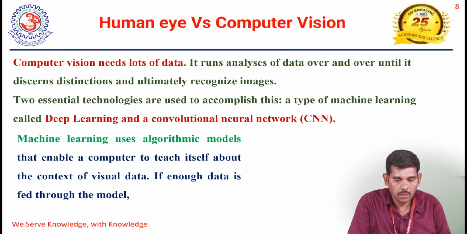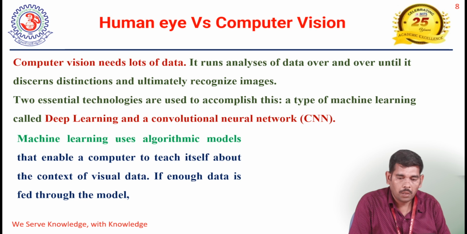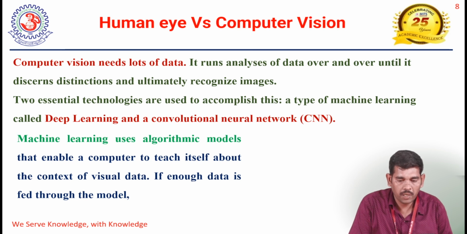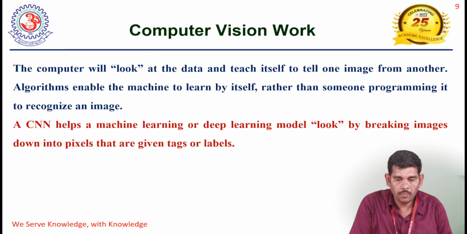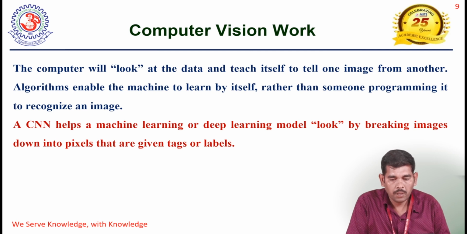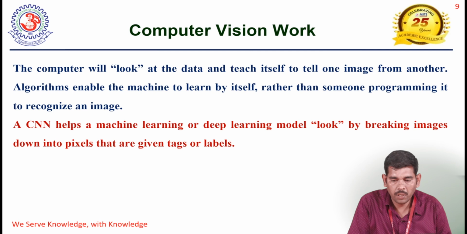algorithm models enable the computer to teach itself about the visual data. Machine learning is another part of computer vision. Machine learning is the computer learning by itself from vast data. Also, in the CNN you train on vast data of image visualizations. In computer vision work, the computer will look at the data and teach itself to tell one image from another.